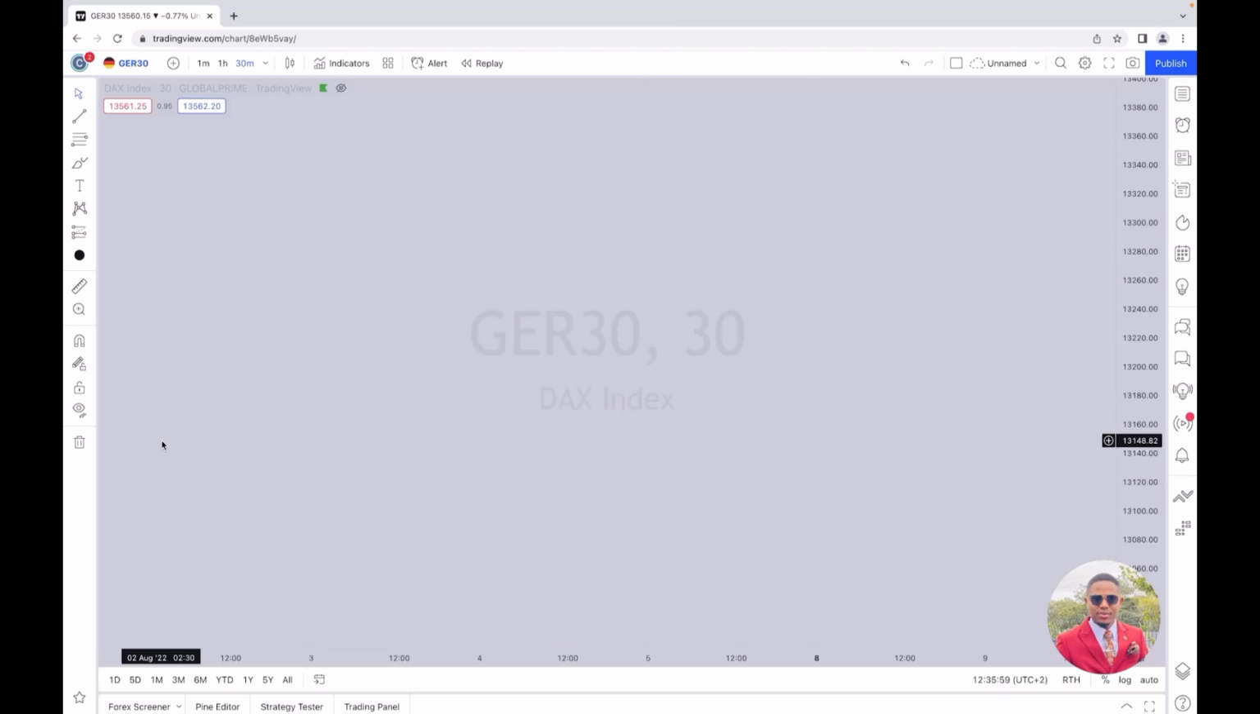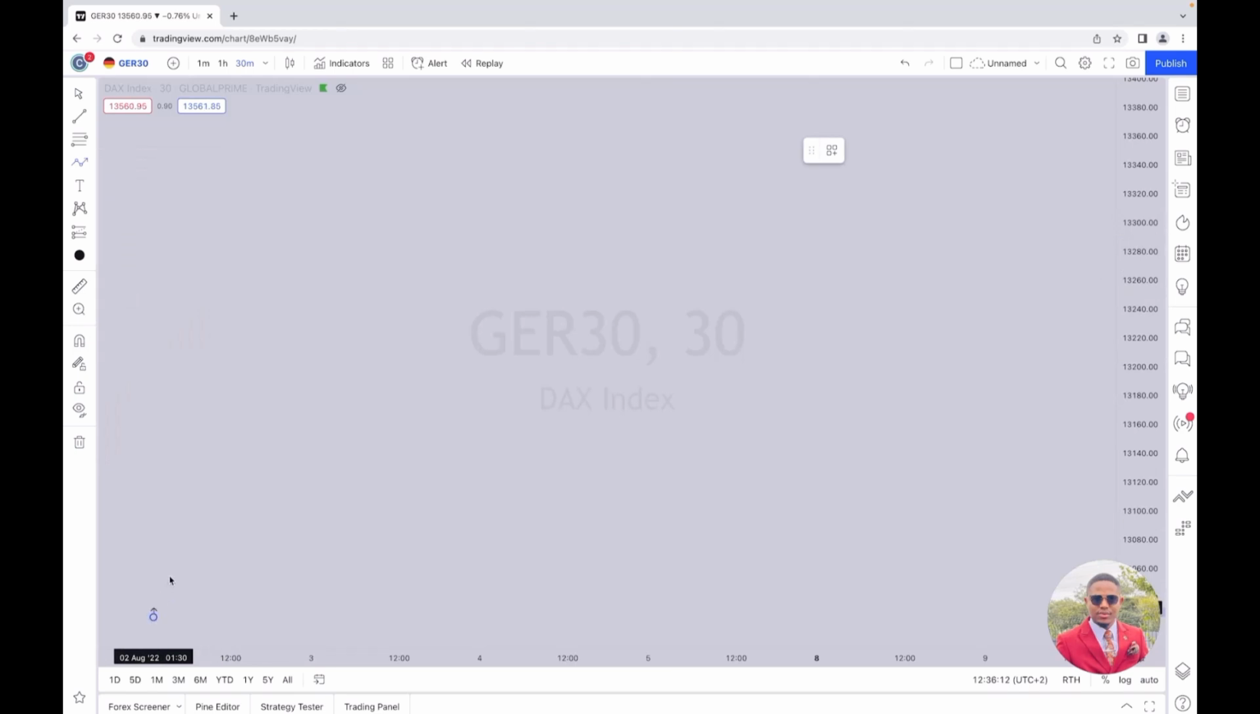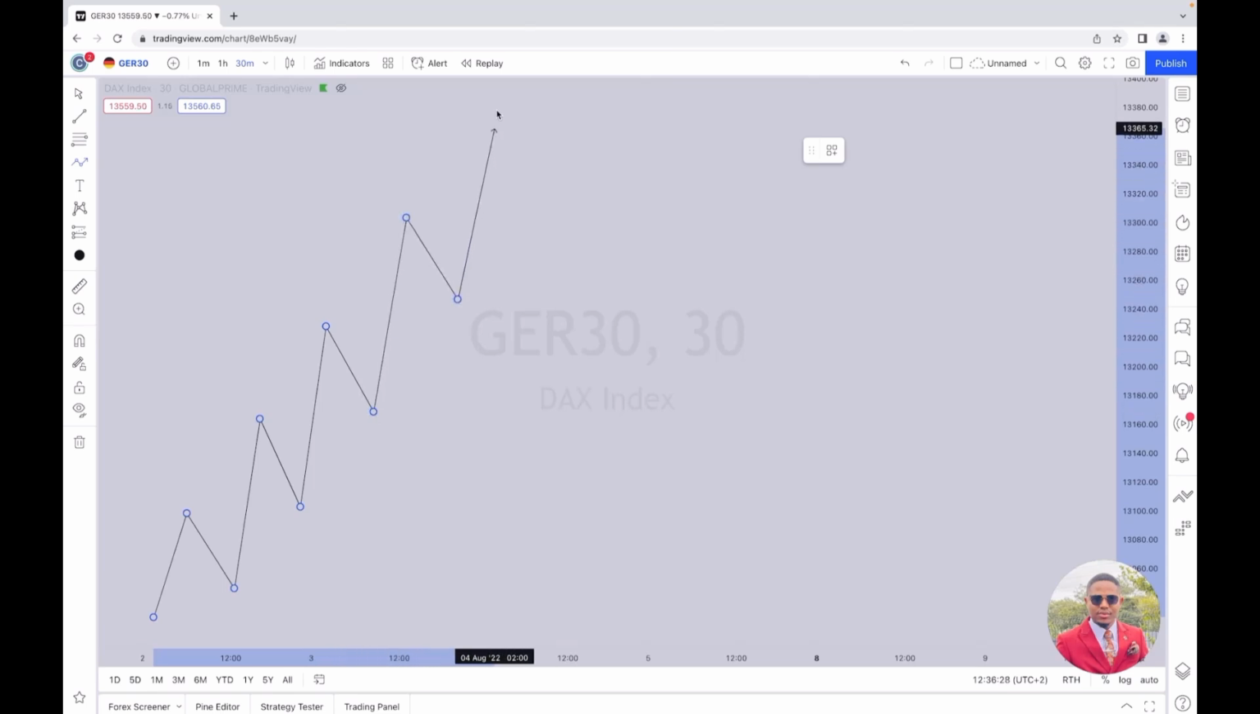So we've got three types of market movements. We've got an uptrend, we've got a downtrend, then we've got a ranging market. So I'm just going to draw and show you what an uptrend looks like. When price is in the uptrend, it looks like this. This is what we call an uptrend. An uptrend means that price is going up.